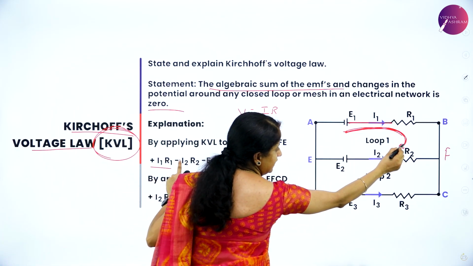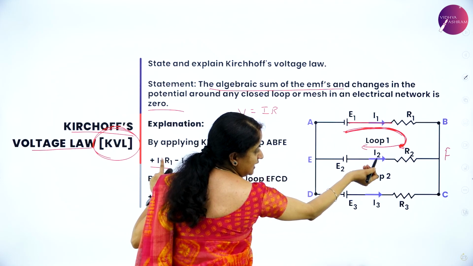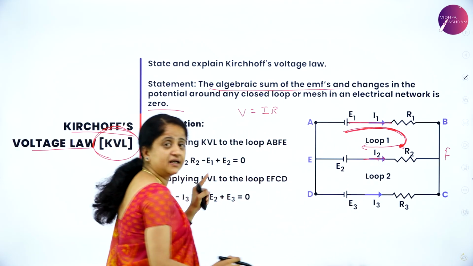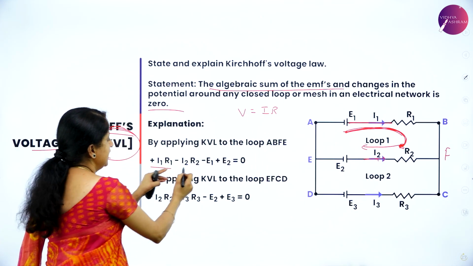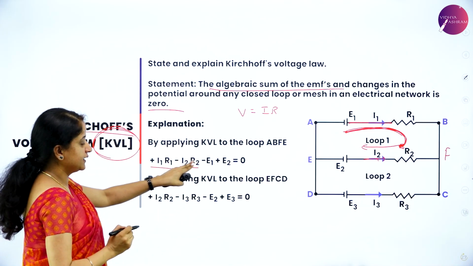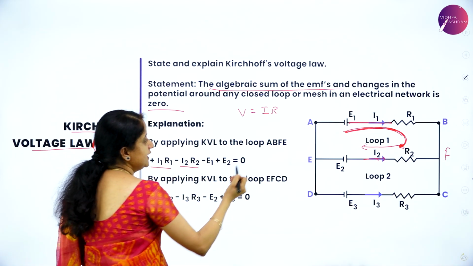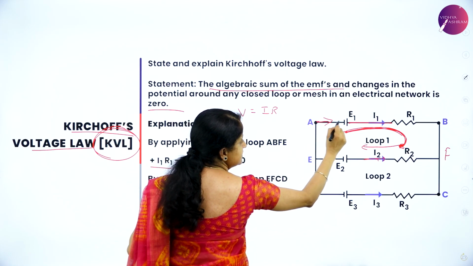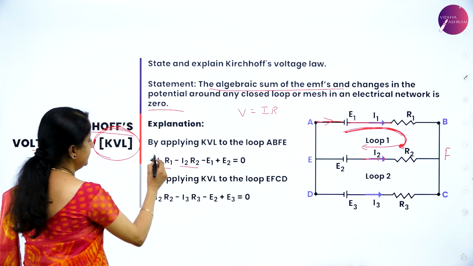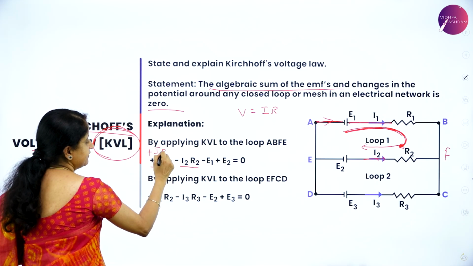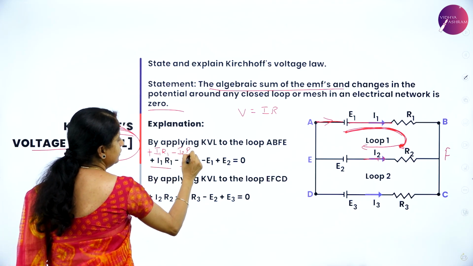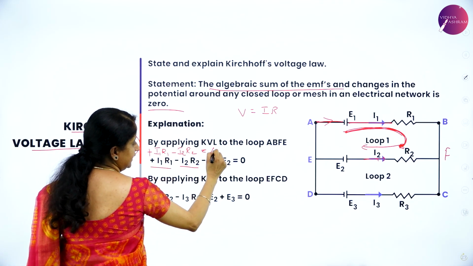Now the current is moving in this direction, which is exactly opposite to the direction of I2, then that must be minus I2 R2. The IR product is negative in this case. And here the current is flowing from this direction, say for example. Then here I have plus I1 R1 minus I2 R2, which is equal to E1.